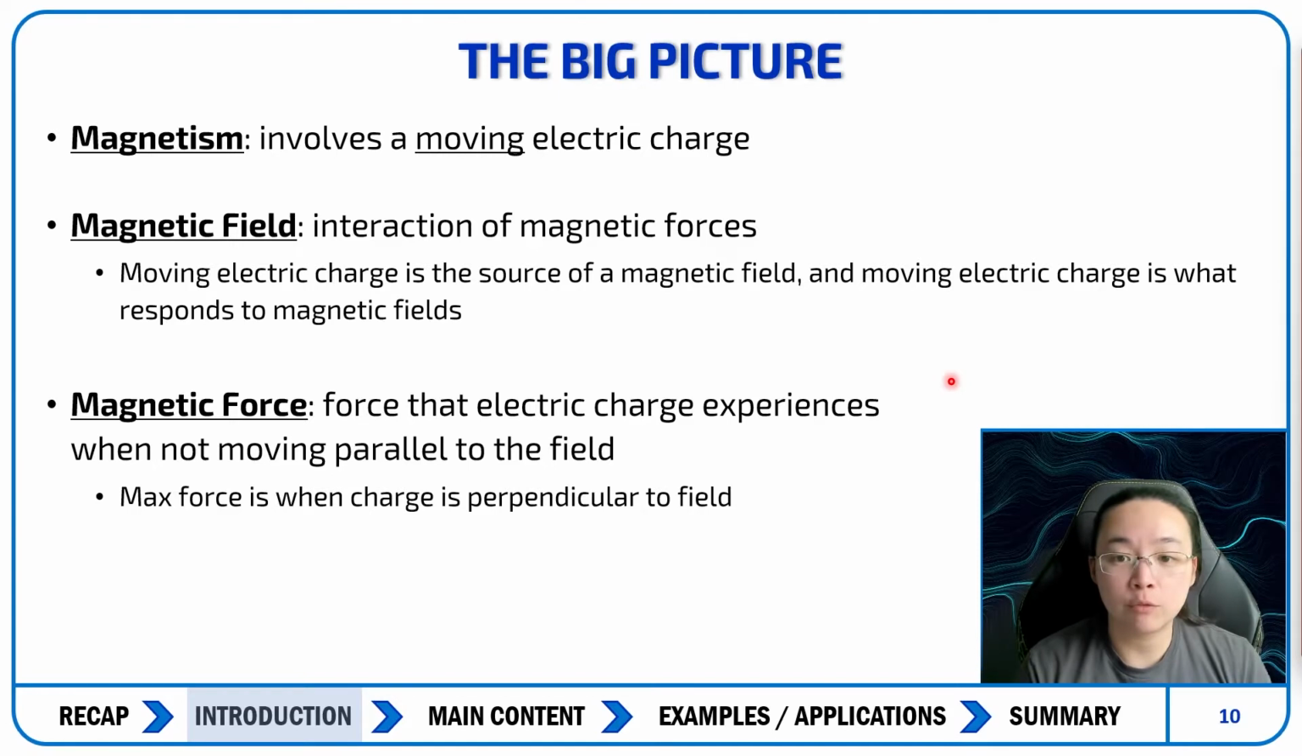Then we have magnetic force. It's a force that the electric charge experiences when it's not moving parallel to the field. Basically, when you have a maximum amount of force, that means the charge is moving perpendicular to the field.